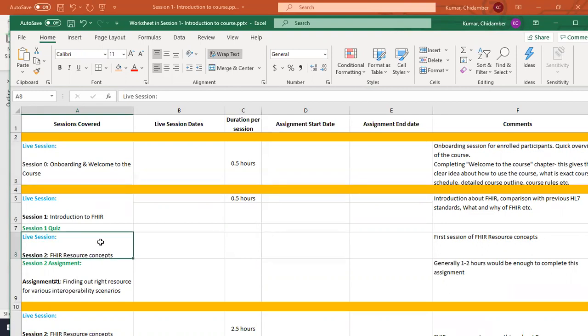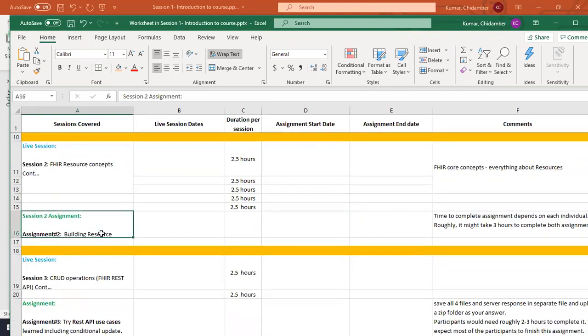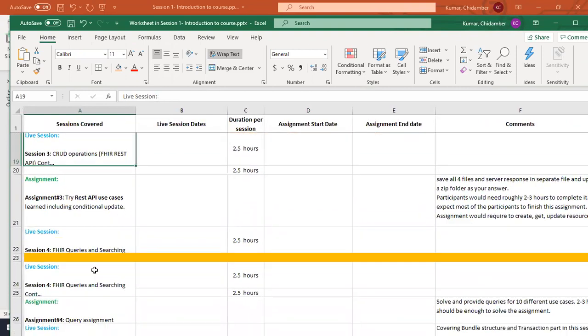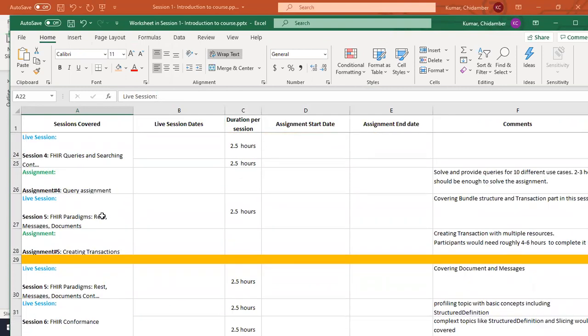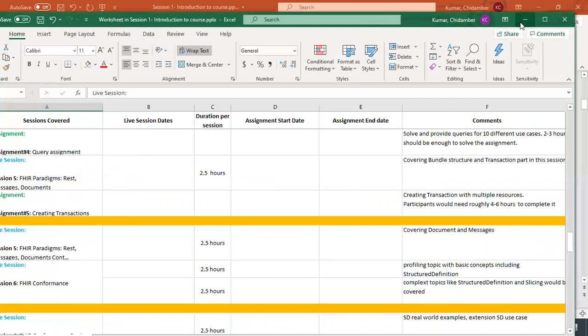For example, FHIR resource concepts, finding out the right resources, then how to build resources, these CRUD operations. If you are aware of REST API, then you can understand what CRUD operations are and how FHIR can be implemented around that, and how you can query or search particular data that is stored in the background in terms of FHIR. So those different topics would be there. I'll not bore you with these topics, but this is how we'll cover day by day. And this is for my reference, so that we don't get stuck in a particular topic, and we keep moving forward.